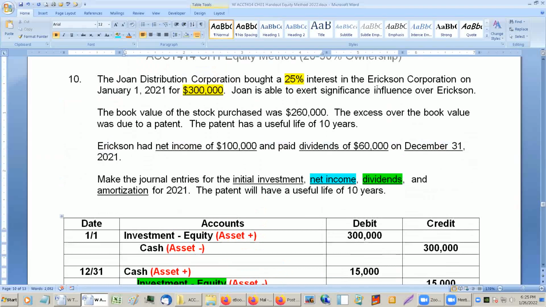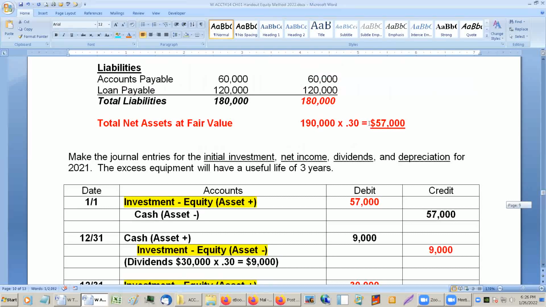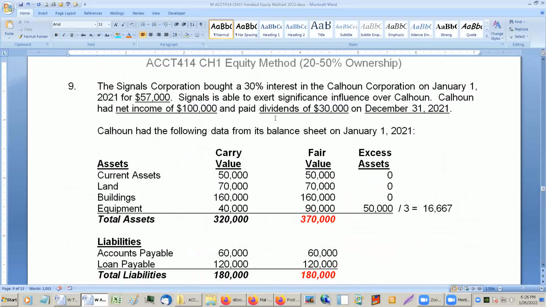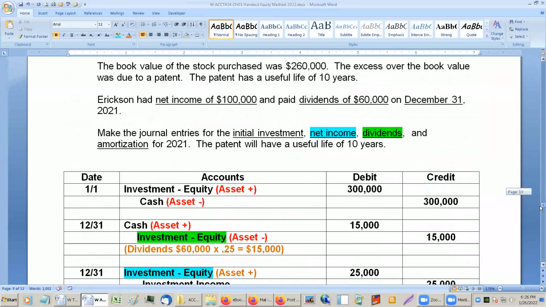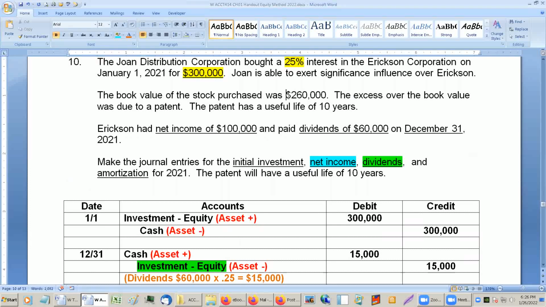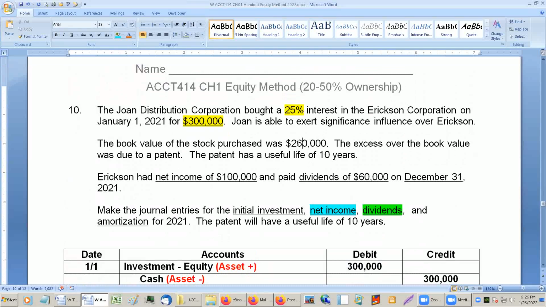Okay, now the last thing we got to take care of is this. All right, we paid 300,000. The book value was 260. Now notice that we didn't have to calculate that like up here. Up here we can calculate our book value. Well, here's the book value, the stuff over here. We don't need to do that. They've already done it for us. So they say, okay, the book value, what you did. So the excess, and this is only for us, is 40,000.